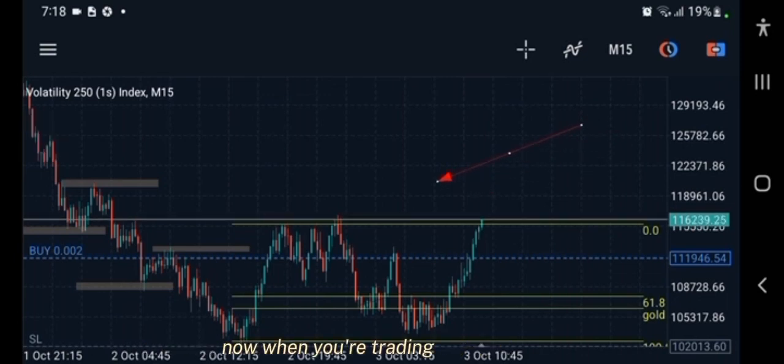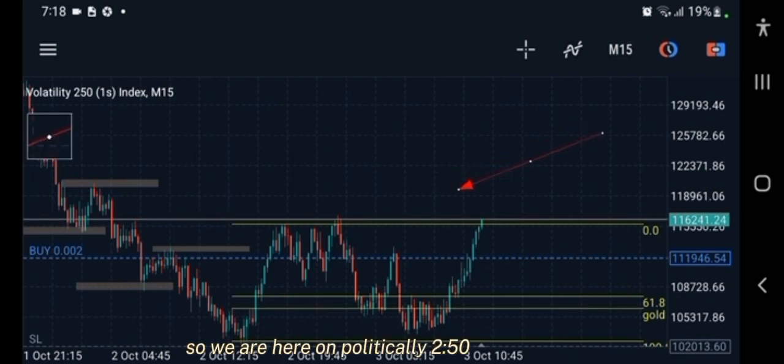Right, so this is our setup that we saw today, guys. Now when you're trading, you want to make your setup as easy as possible, right? Do not complicate your setup. So we are here on Volatility 250. As you can see, I mark out my highs and my lows.